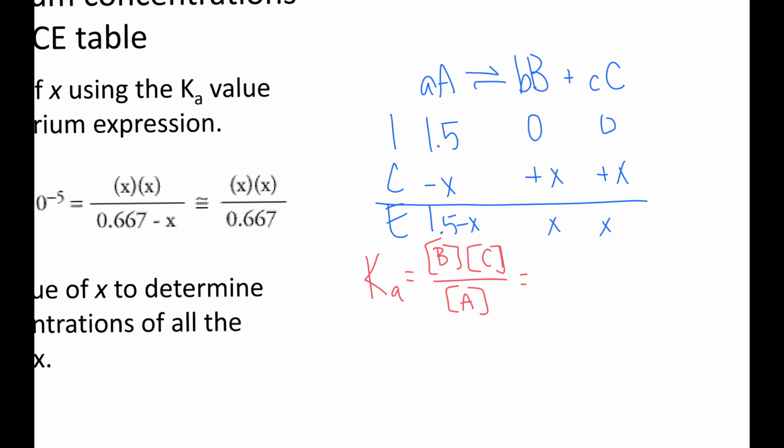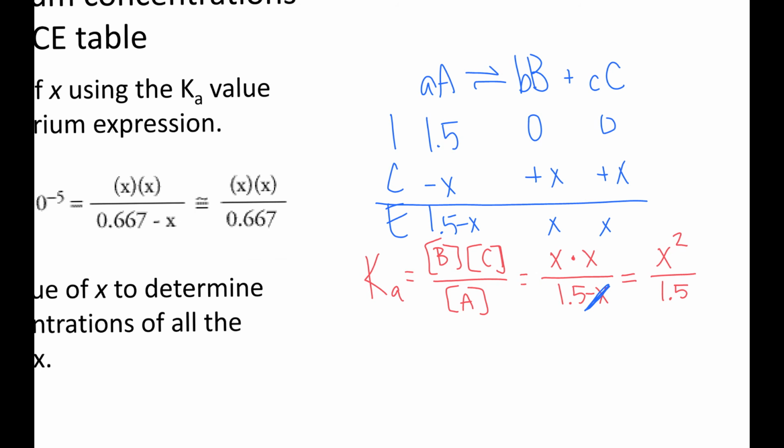Okay, so in this specific situation, I have X and I have X, that's a times sign. I'm going to divide it by 1.5 minus X. All I did here was plug in our equilibrium numbers into our equilibrium expression. What you need to know at this point is this minus x, we are never going to worry about it because it's such a small number we don't really care. So this is going to go to x squared, and then we're going to divide it by 1.5.